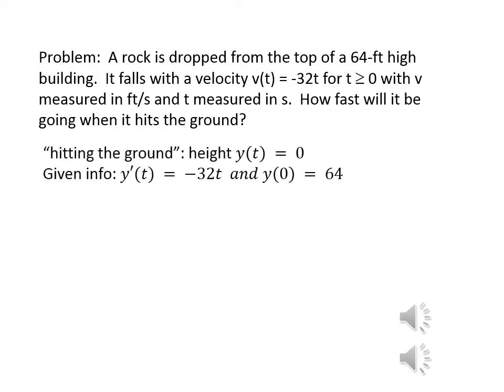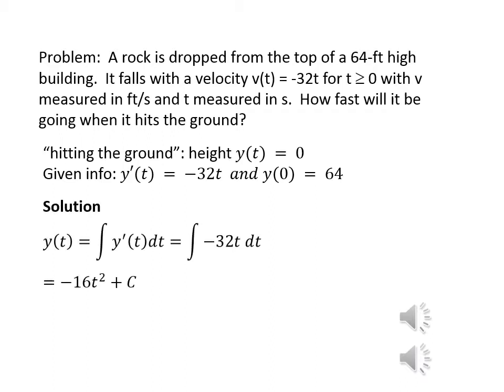Now we observe that hitting the ground means that its height, y of t, is equal to 0. And the given information can be read as y prime of t, the velocity, equals negative 32t, and y of 0 is equal to 64 feet, where the rock is when the problem starts. This is exactly the information that we need to find y of t.